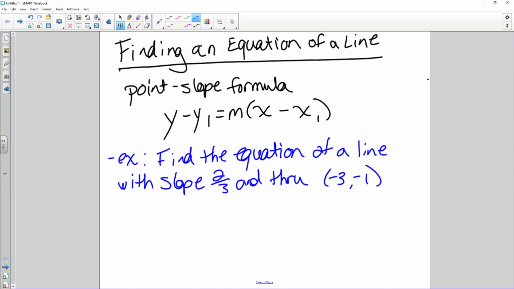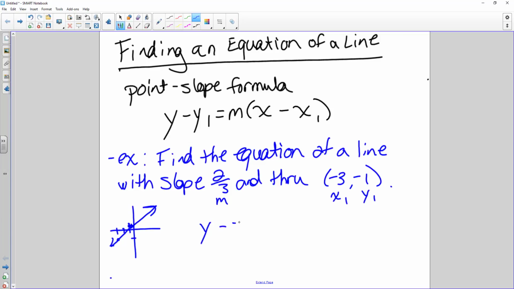Now, we don't have to do this, but I always like to sketch a really quick graph to see if my answer makes sense when I get it. So if I go to (-3, -1), and then I go up 2 over 3, it should look pretty gradual. It could be just a rough sketch. But I can see that my y-intercept should end up being somewhere around 1 or 2. So if I plug the things I know into my equation, 2/3 is my m, -3 is my x1, -1 is my y1.